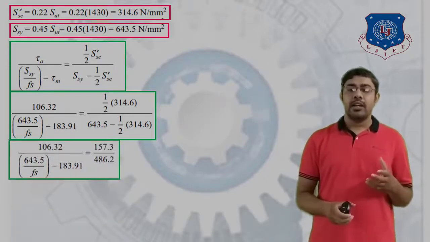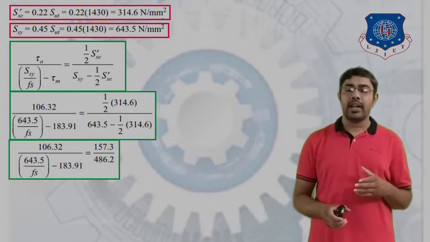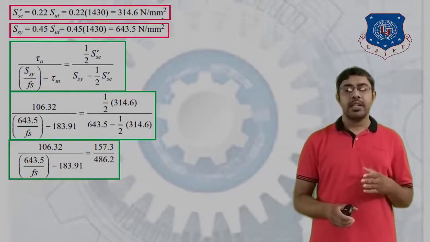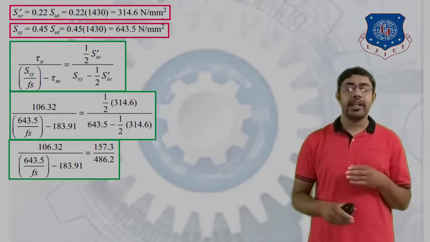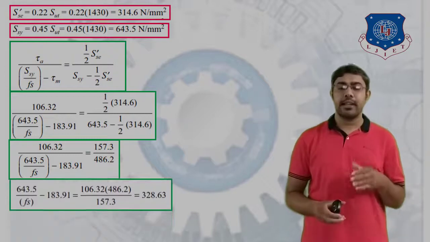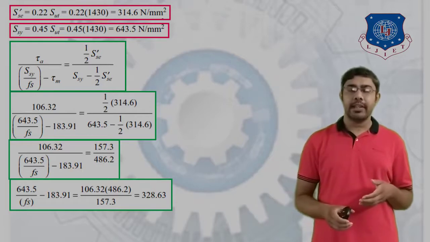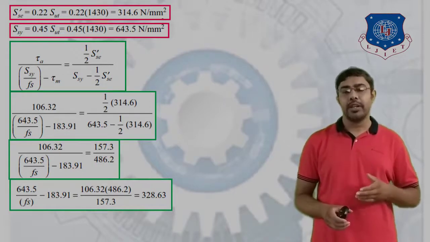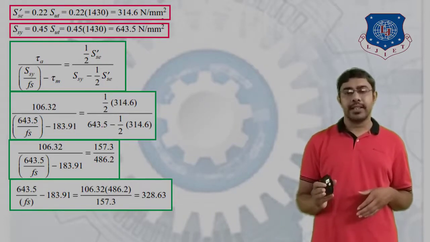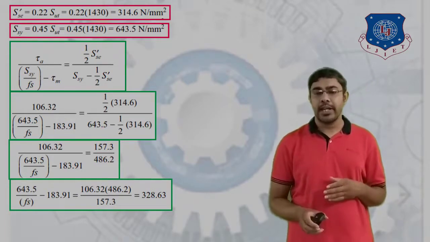If we place all these values in the equation and solve it, we get 106.32 divided by 643.5 divided by factor of safety, minus 183.91, is equal to 157.3 divided by 486.2. Further we have to simplify this equation, and if we simplify that, we get 643.5 divided by factor of safety, minus 183.91, is equal to 106.32 into 486.2 divided by 157.3, and that is equal to 328.63.